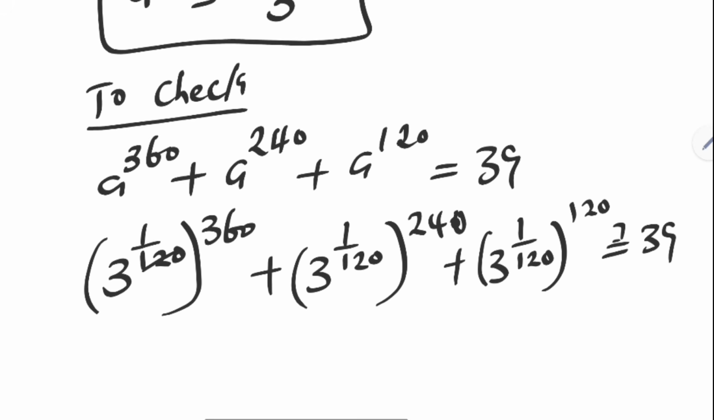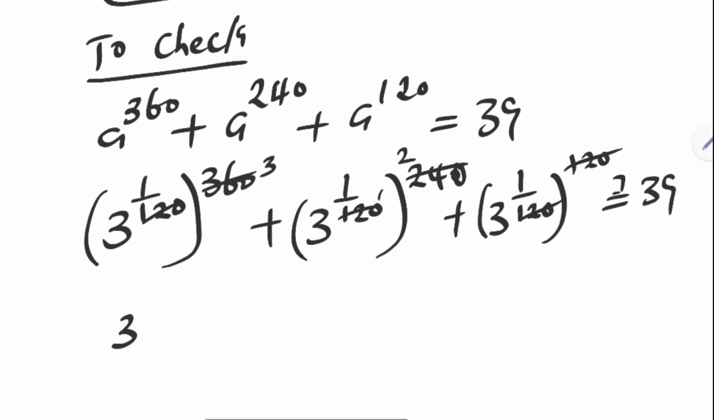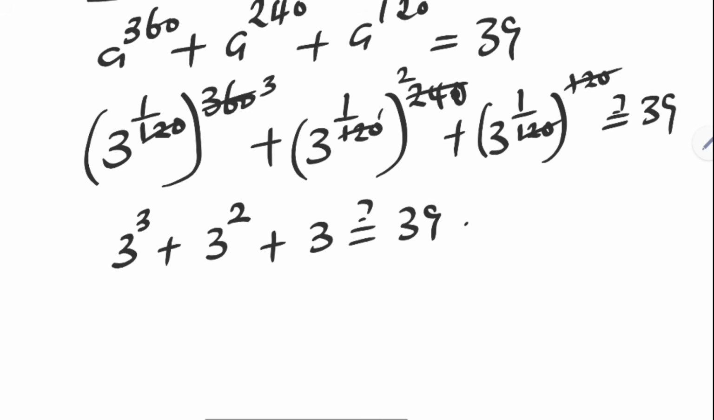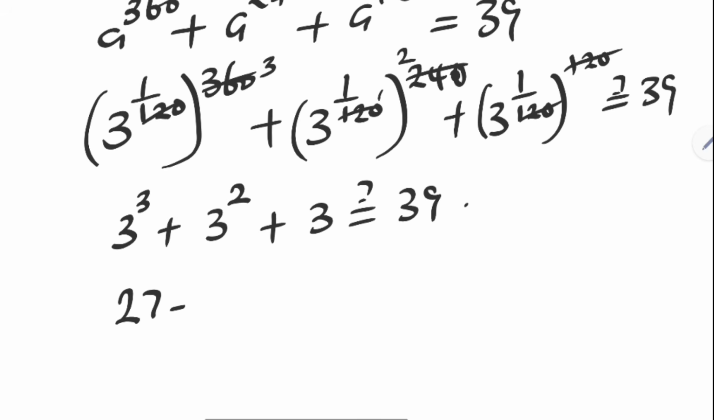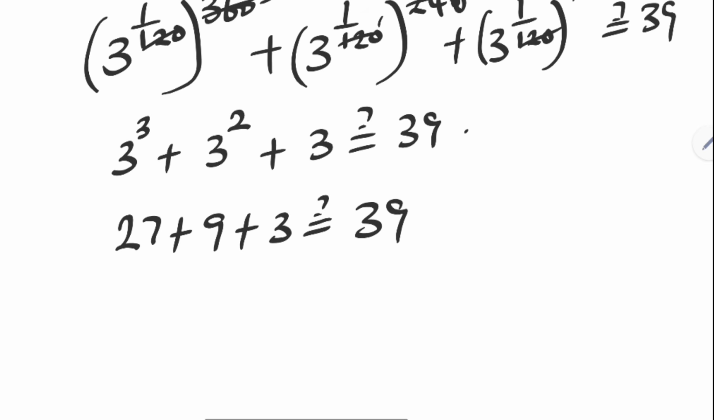This 120 here and 120 here cancel in each term. This is 3 raised to power 3 plus 3 square plus 3 must be equal to 39. 3 raised to power 3, this is 27 plus 3 square, 9 plus 3 must be equal to 39. 27 plus 9 plus 3, this is 39, is equal to 39, which is true.